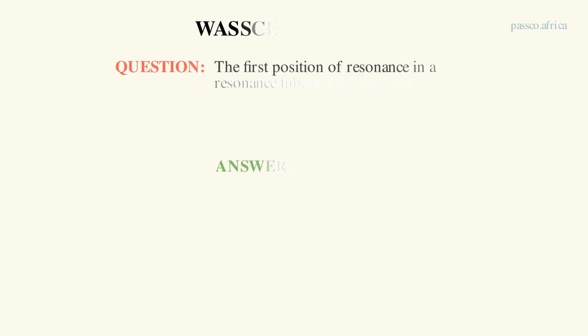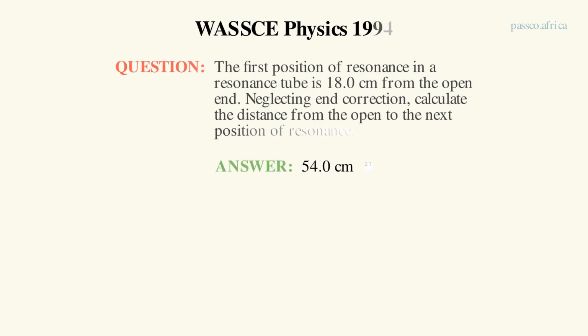Welcome to Passco Africa. Here is the question. The first position of resonance in a resonance tube is 18.0 cm from the open end. Neglecting end correction, calculate the distance from the open end to the next position of resonance. Now, try it yourself.